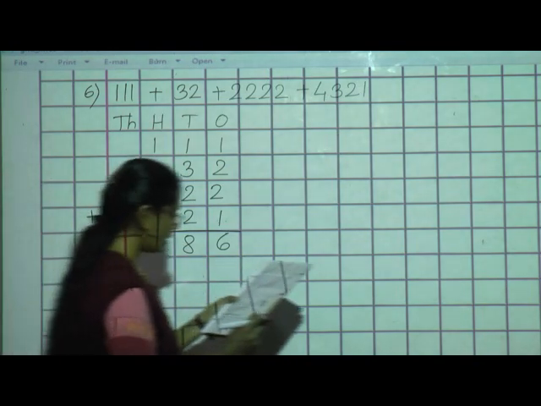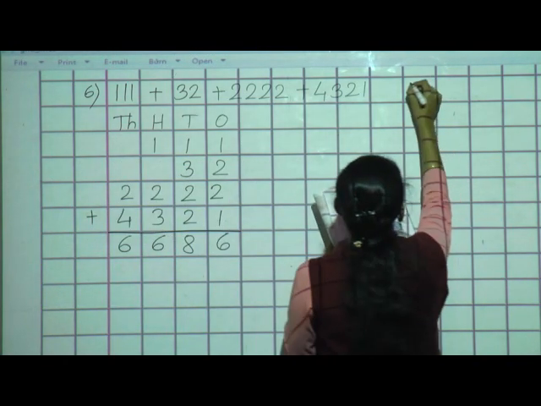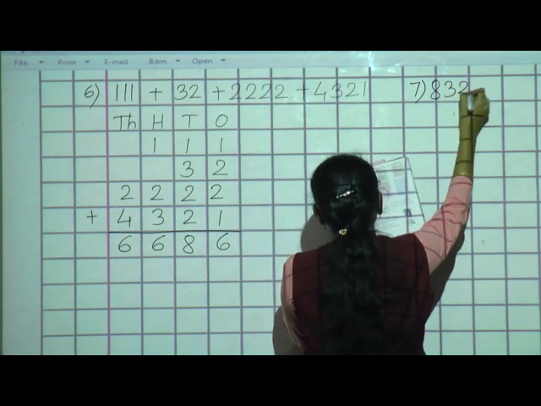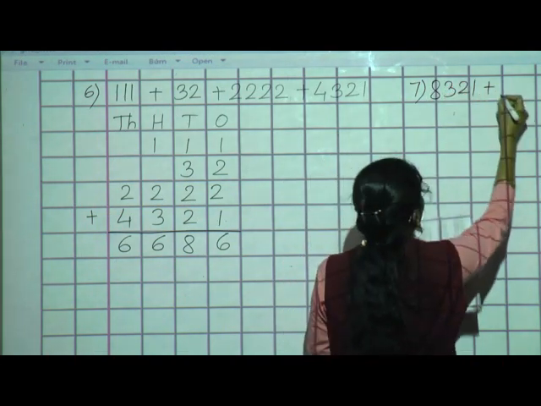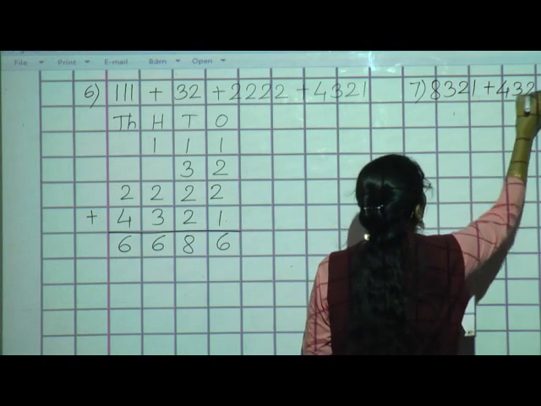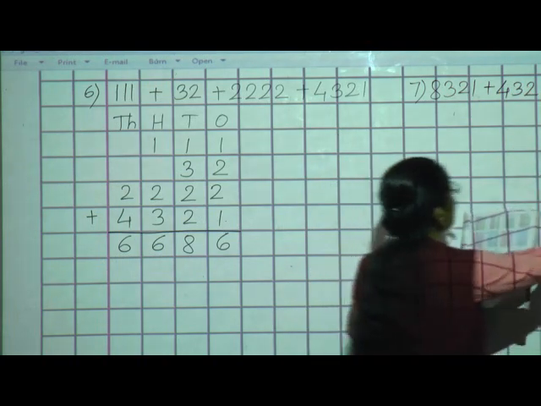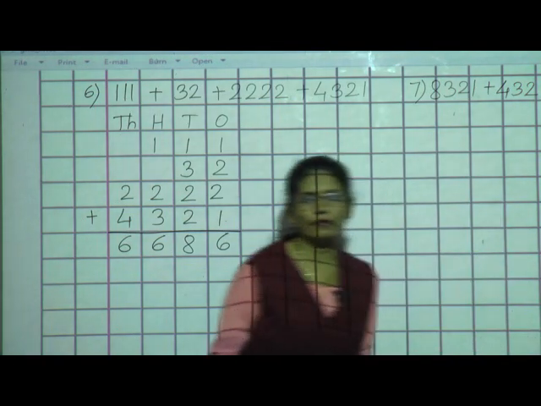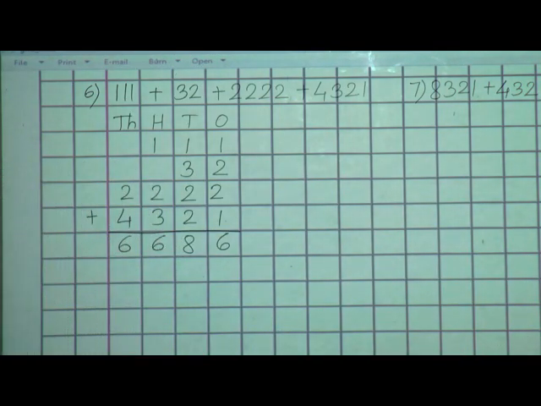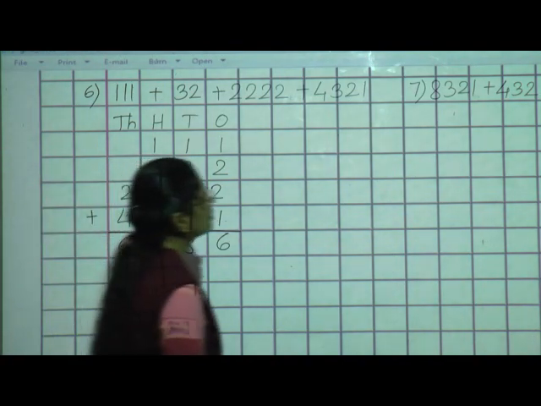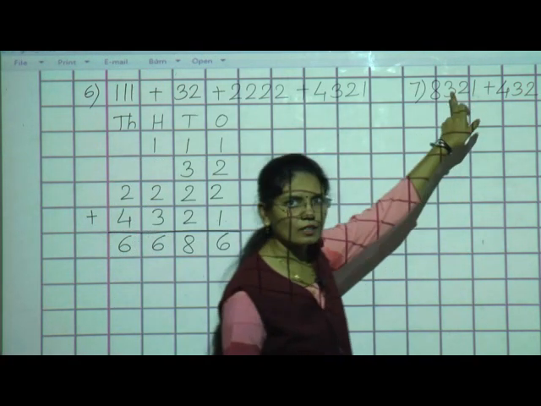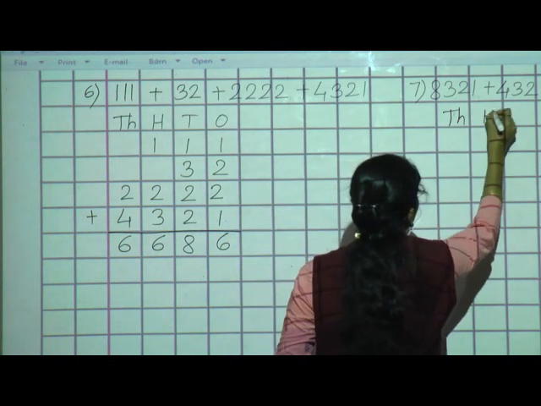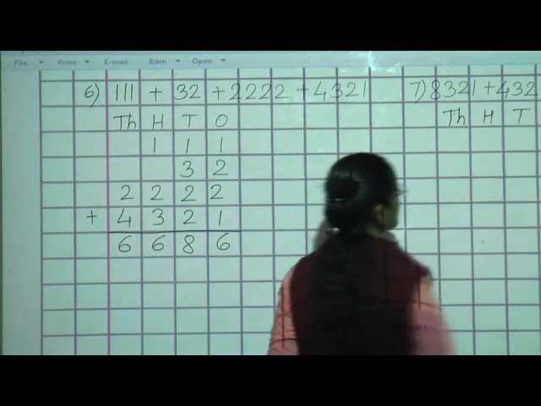Now students, see the 7th number. The numbers are 8321 plus 432 plus 25 plus 1. First, draw the place value chart. 8321 is a 4-digit number. So thousands, hundreds, tens and ones.